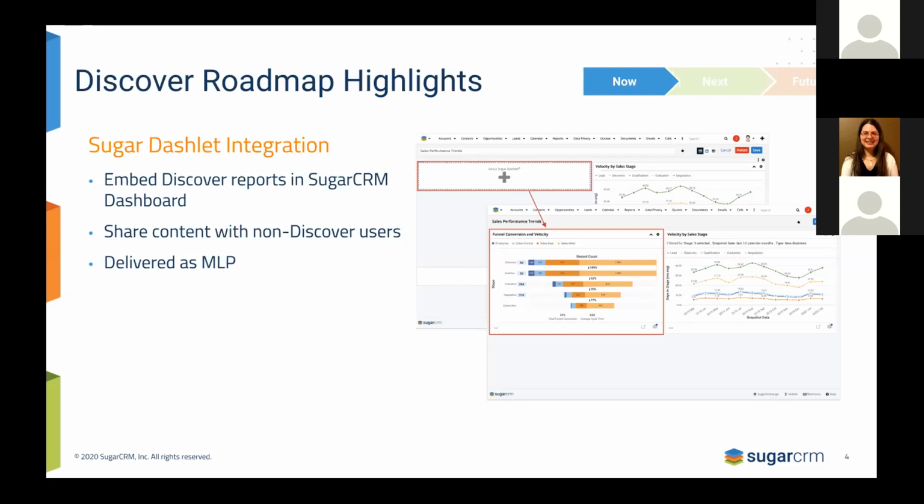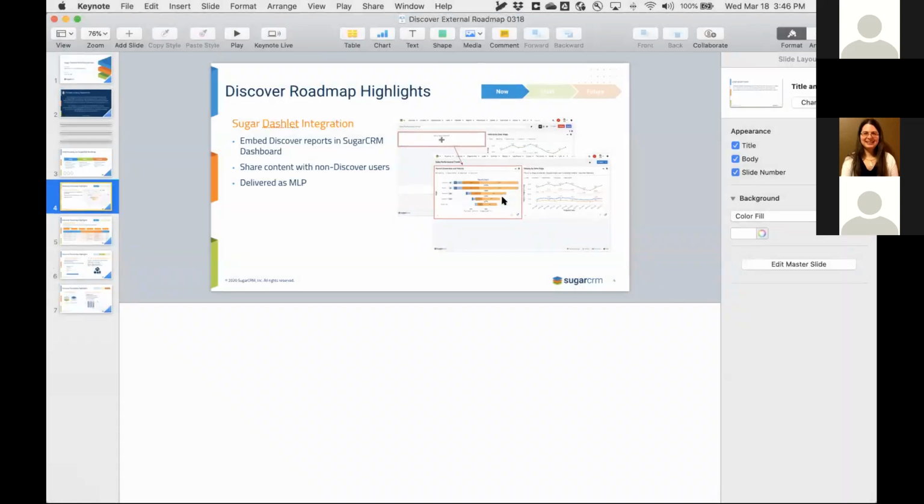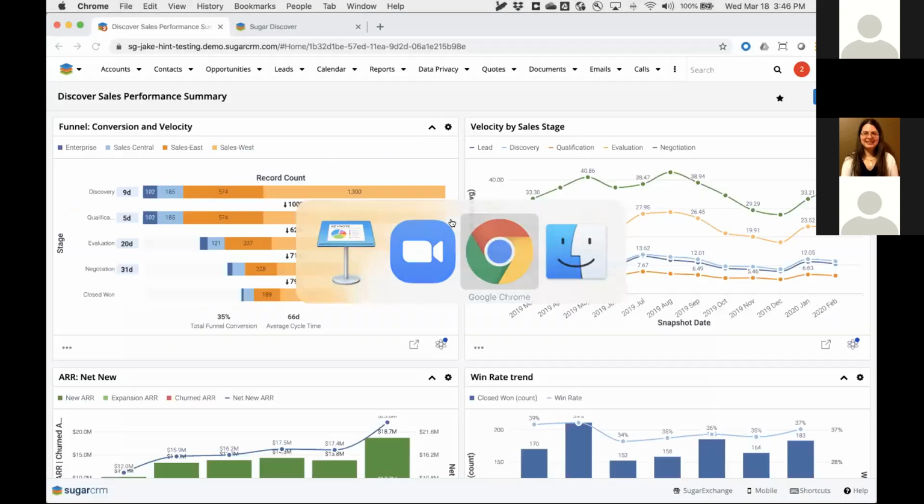It's a simple MLP package, similar to other plugins for the SugarCRM platform. You'll just be able to download the little plugin, install it through Module Loader in the admin section of SugarCRM, and then you'll see a new option. I'll go ahead and show you a quick demo of that to give you a feel for what it looks like.